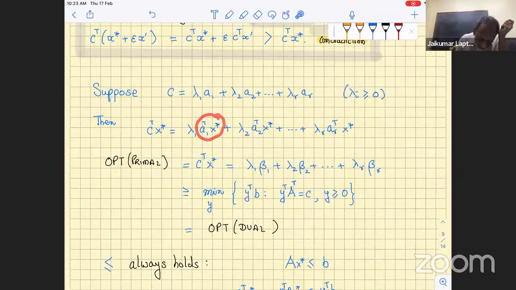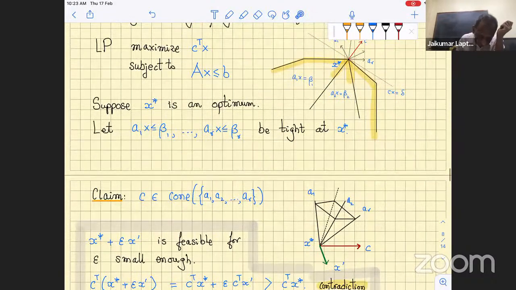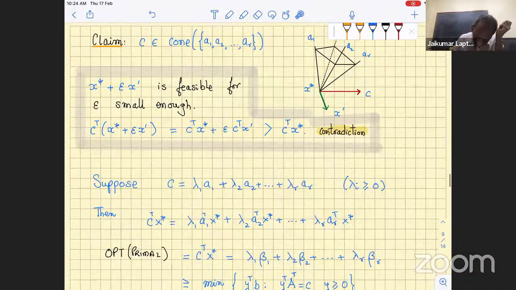So A1 transpose times x star is beta 1. That is the component of the vector b. A2 transpose x star is beta 2. You remember, these are the equations that are being satisfied. They are tight. So if you take this dot product, it is equal to this scalar. So you write them down.